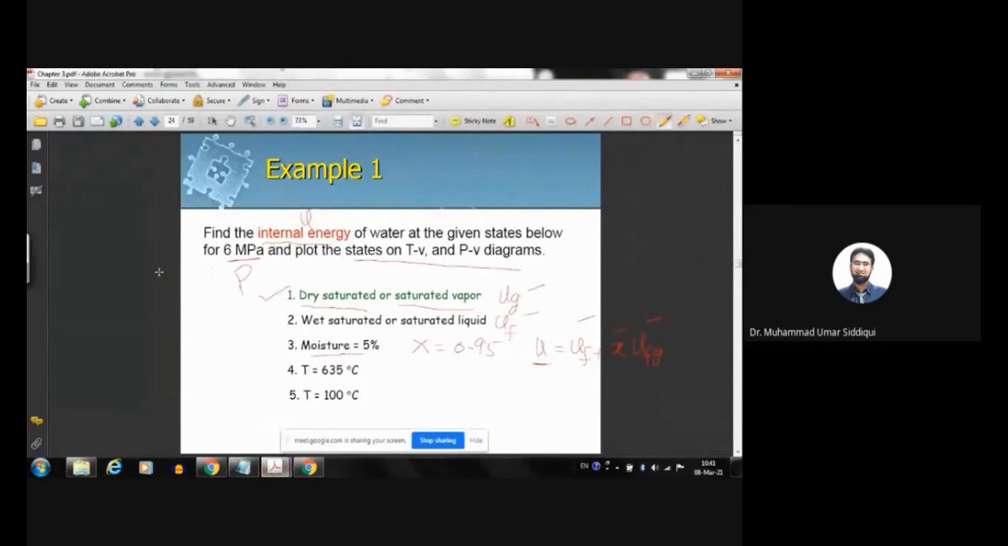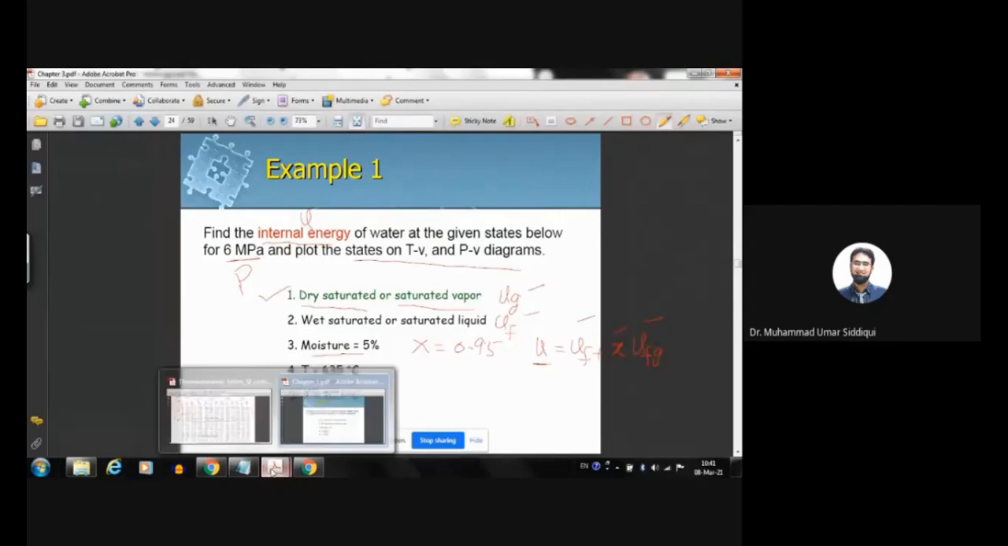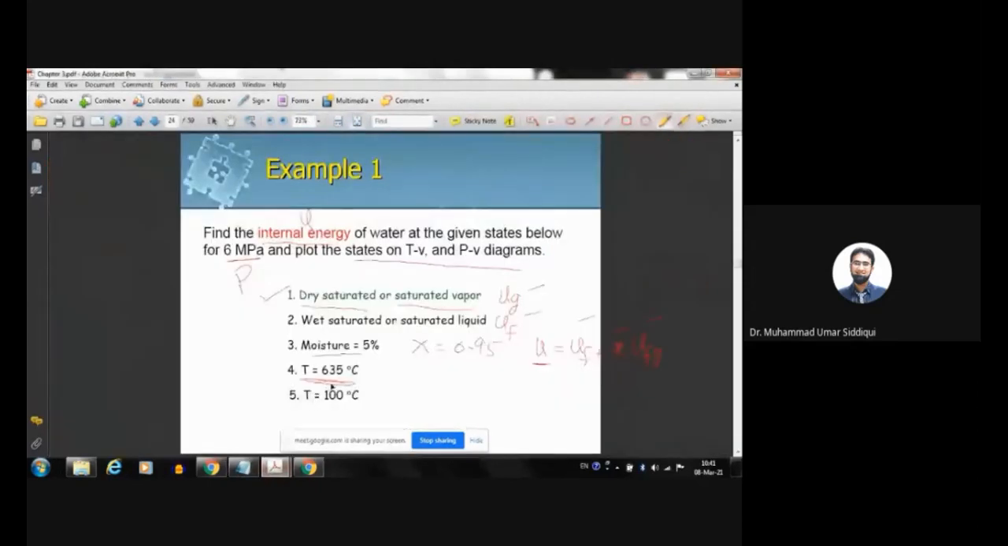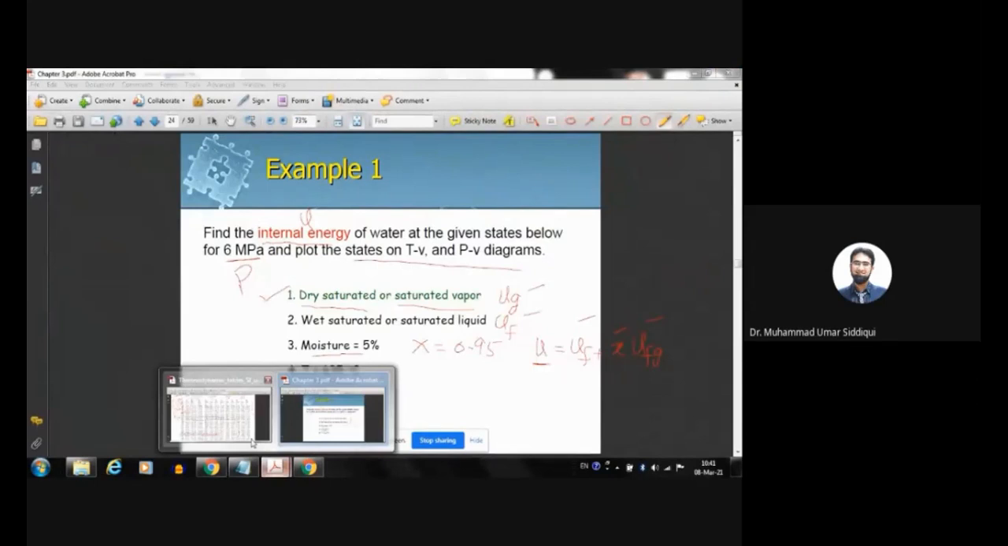Okay, for the next thing, it says that the pressure is 6 megapascal and temperature is 635 degrees centigrade. So now we have to compare temperature with temperature. So we go again to the pressure table at 6,000. What is the temperature? 275.59. And our temperature is how much? 635. So our temperature is greater than the saturation temperature. So we should be in which state? Superheated. Superheated state. Perfect. Then you have to go into the superheated table.